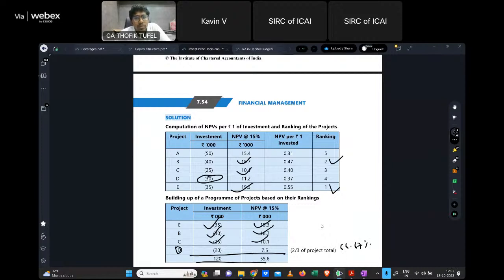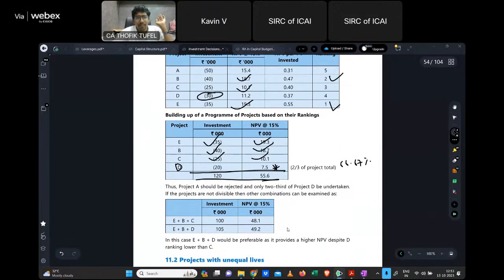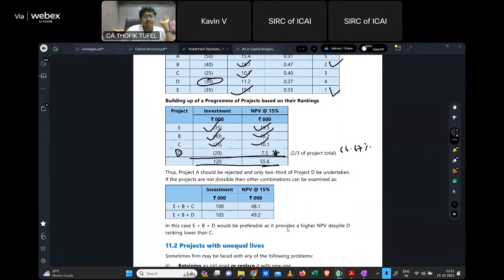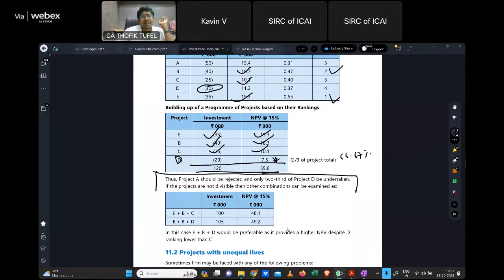So NPV will also be proportionate. Here NPV is 11.2, so 11.2 into 66.67% gives you 7.47, or 7.5. This proportionate step is one people forget, and then you will get the actual NPV based on the ranking. Thus, project A should be rejected and only 2/3 of project D should be undertaken. So this is framing the answer. Just writing numbers is not enough. A is rejected, and D is partly taken.